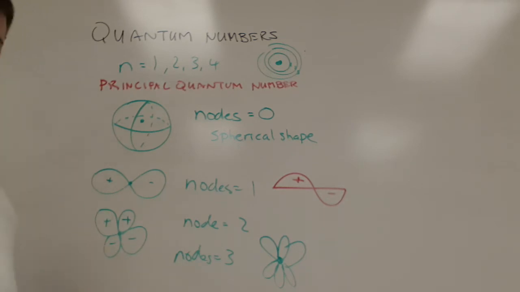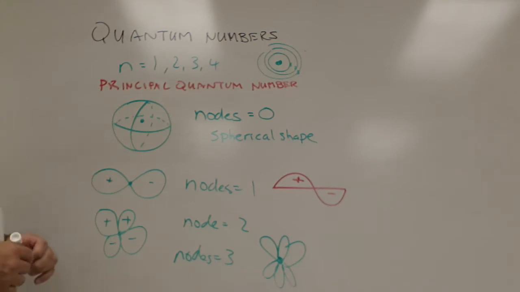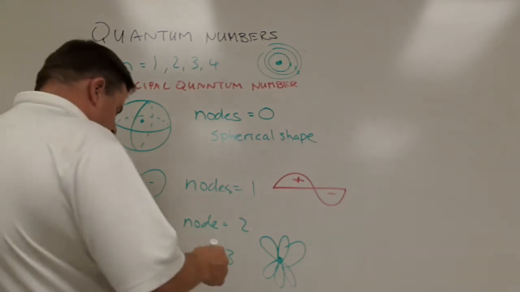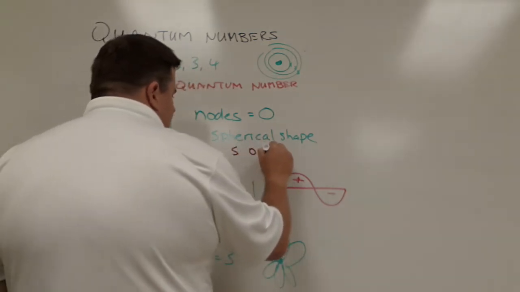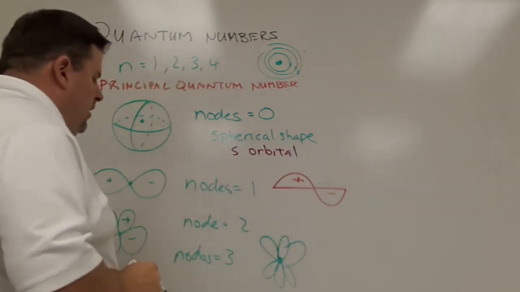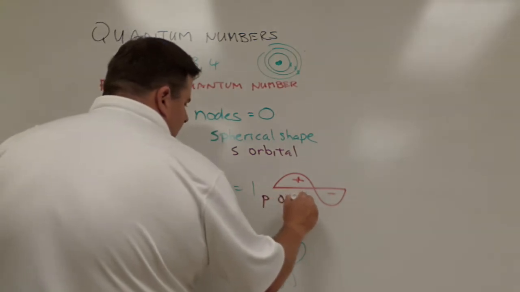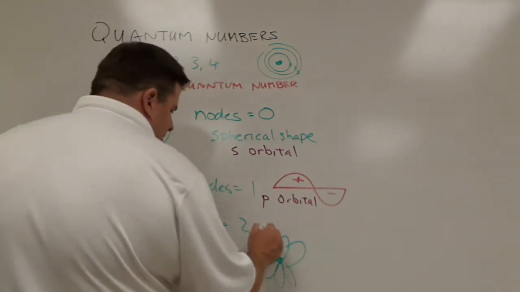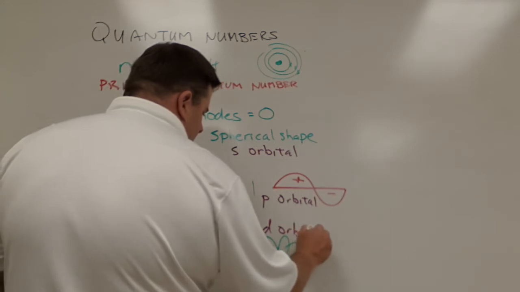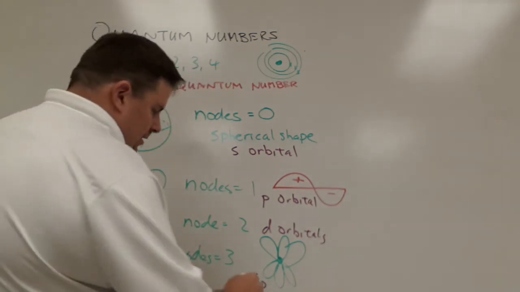Now these nodes that we've got, each one of these nodes has a specific label that's associated with it. Right? When my node is 0, I have a spherical shape. We call these spherical shapes S orbitals. So this is an S orbital. Okay? If I have a node that's 1, this shape, we call this the P orbital. Node 2, okay, these are the D orbitals. And node 3 represents the F orbitals. Can you see that? Yes, you can.